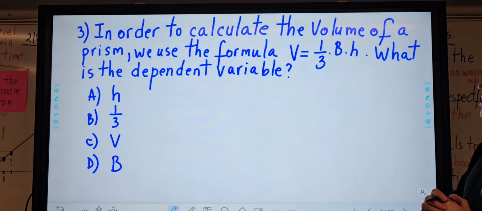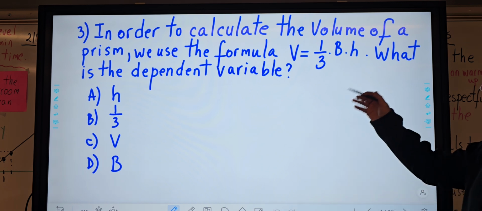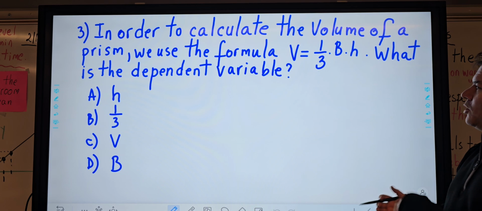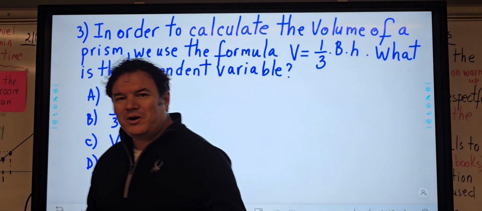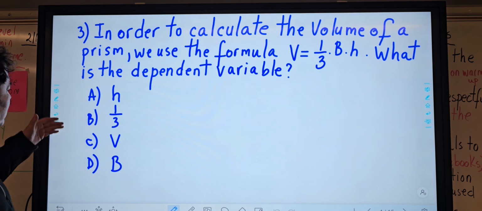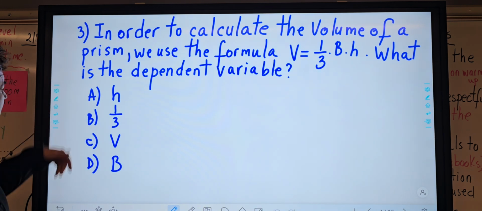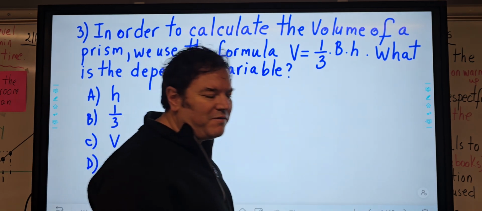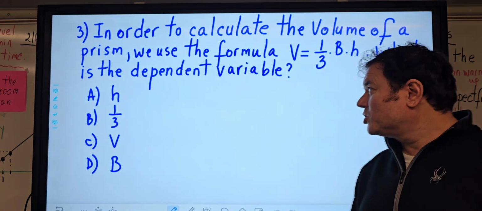In order to calculate the volume V of a prism, we use the formula V equals 1 over 3 times the area of the base times the height. What is the dependent variable? Let's take a look at the formula here. We have a couple of options here: A, h; B, 1 over 3; C, V; and D, we have the B. Which one is the dependent variable?